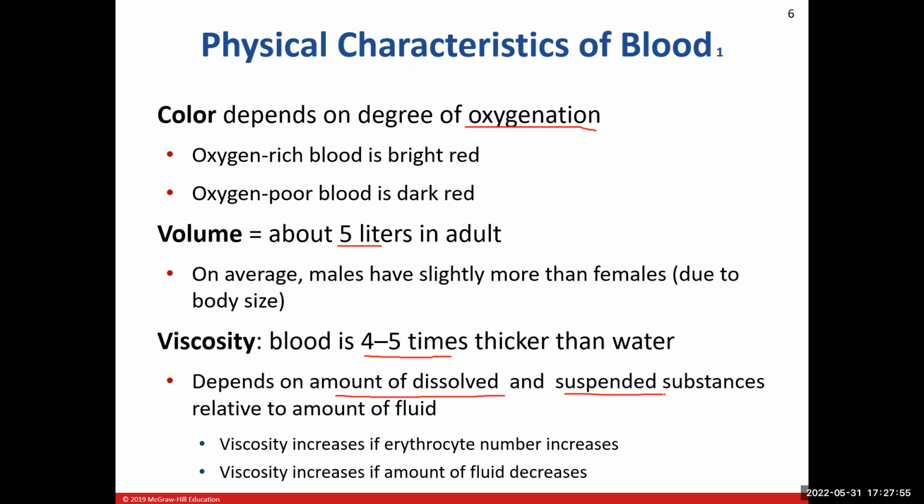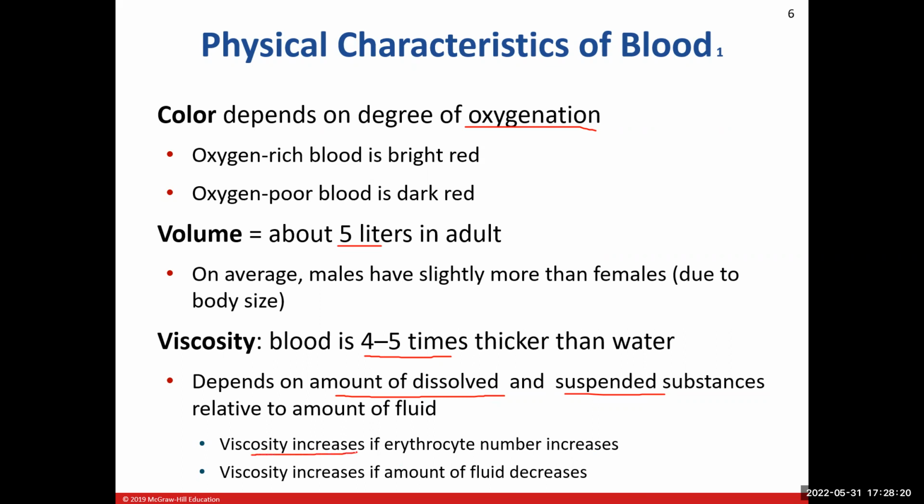So if you're going to climb a mountain, usually the higher you go in elevation, the less oxygen is present. So how do we increase our transportation of oxygen in our circulatory system? We just make more red blood cells, more erythrocytes. But unfortunately, when we increase the number of erythrocytes, we increase the viscosity, make our blood thicker.